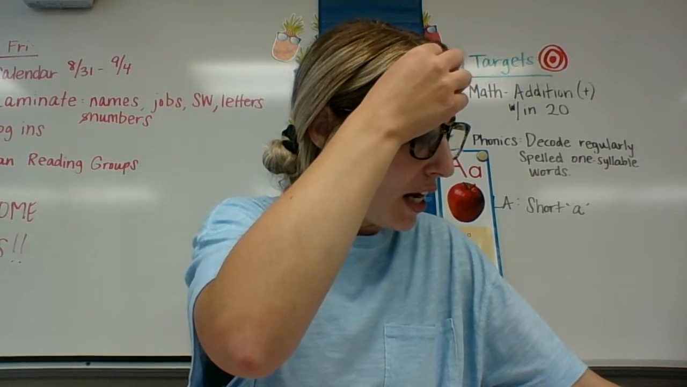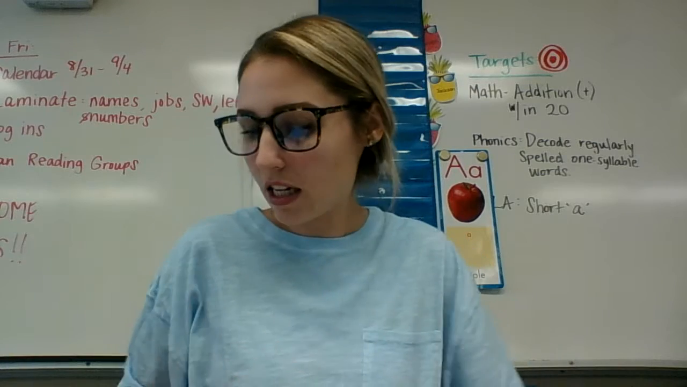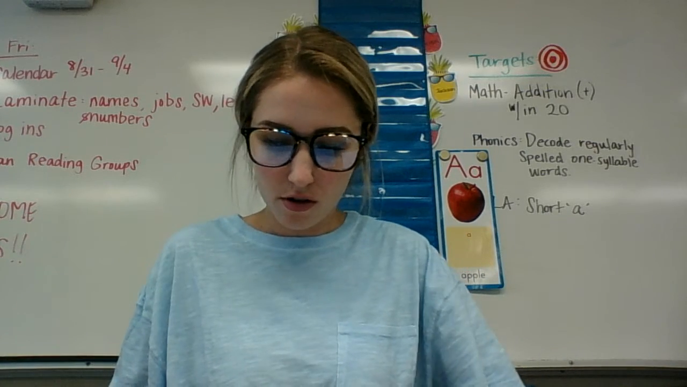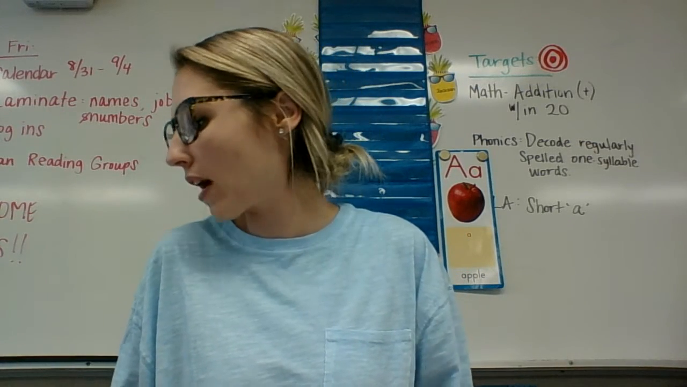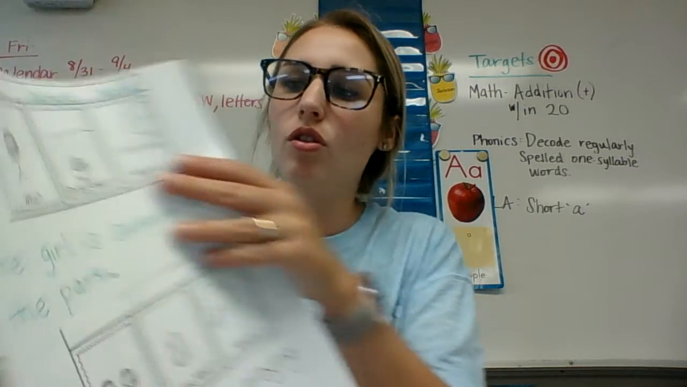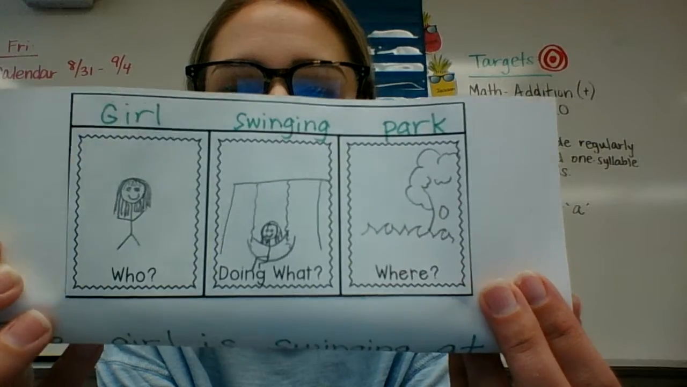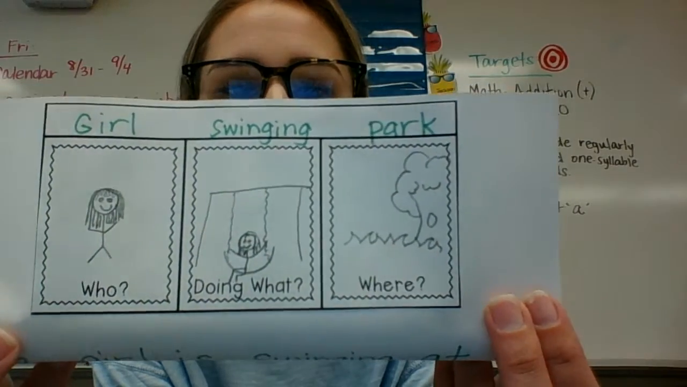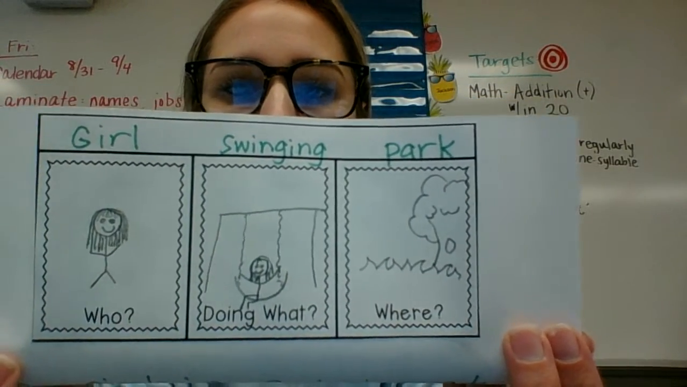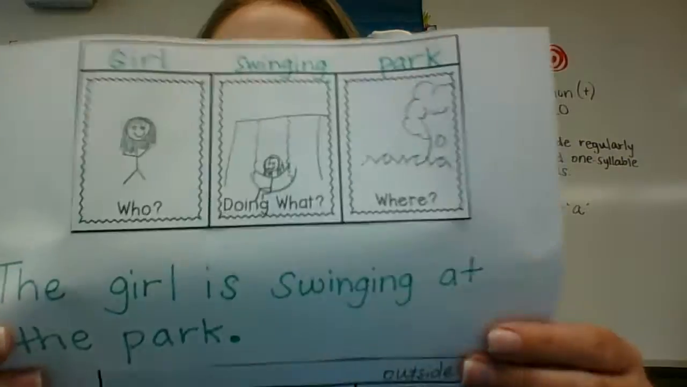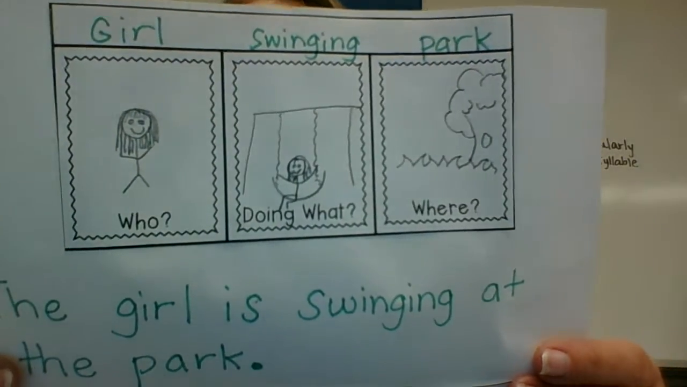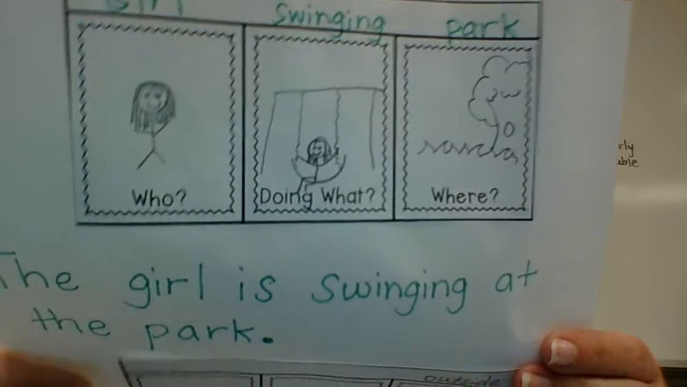And then we did the next page in our Zoom packet, the Who Doing What Where page. Today we got to make our own sentences. So pick who, pick what they're doing, and pick where they're doing it. I did a girl swinging at the park. So my complete sentence was, the girl is swinging at the park.